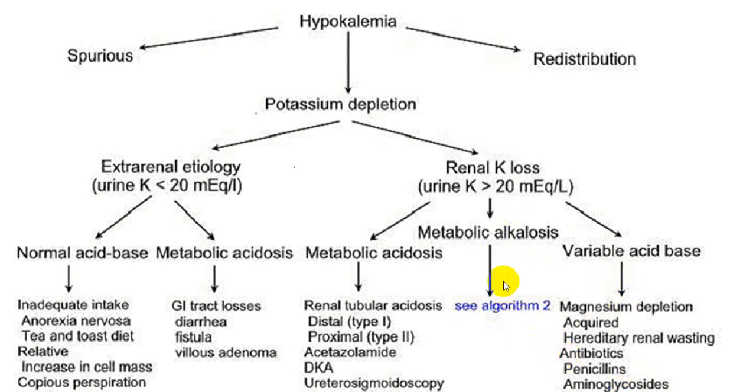And if there is an extra-renal cause and it is metabolic acidosis, we look at diarrhea, fistula, rectal tumors like villous adenomas, ureterosigmoidostomy, those groups. So that will end up with what we call metabolic acidosis.